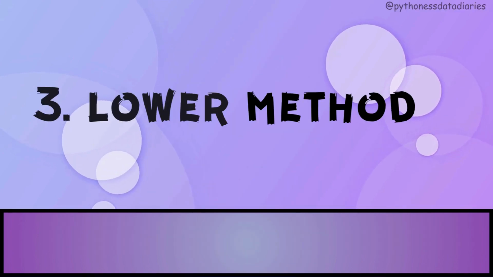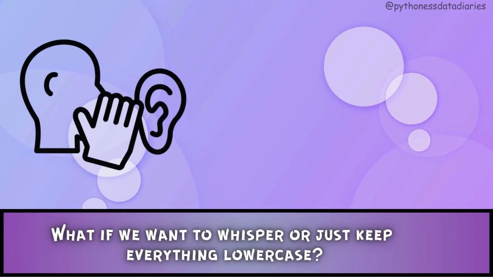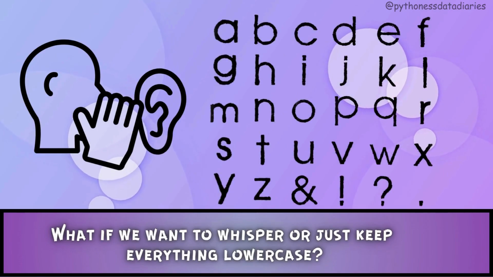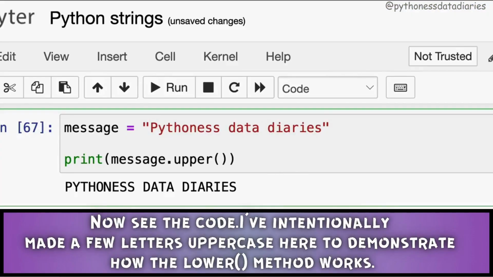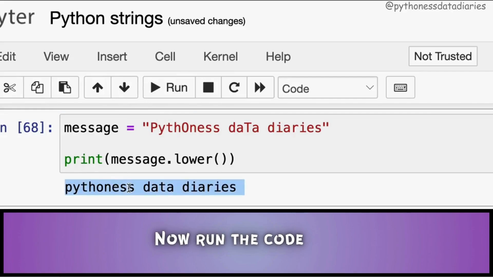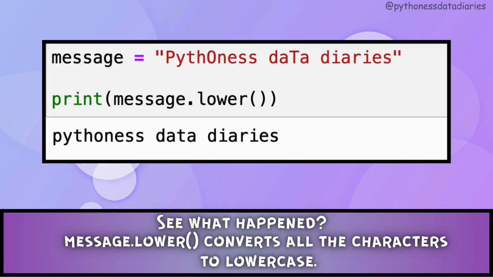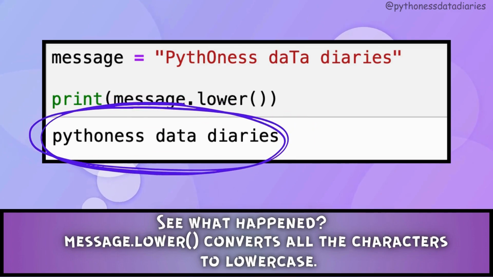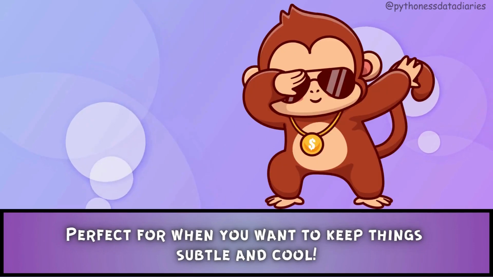Third, lower method. Now let's calm things down a bit. What if we want to whisper or just keep everything lowercase? That's where the lower method comes in. Now see the code. I have intentionally made a few letters uppercase here to demonstrate how the lower method works. Now run the code. See what happened? Message dot lower method converts all the characters to lowercase. Perfect for when you want to keep things subtle and cool.